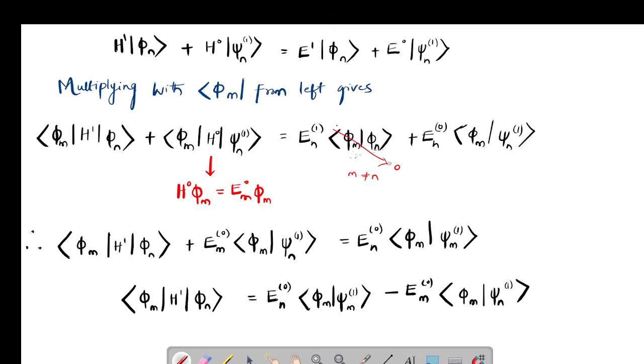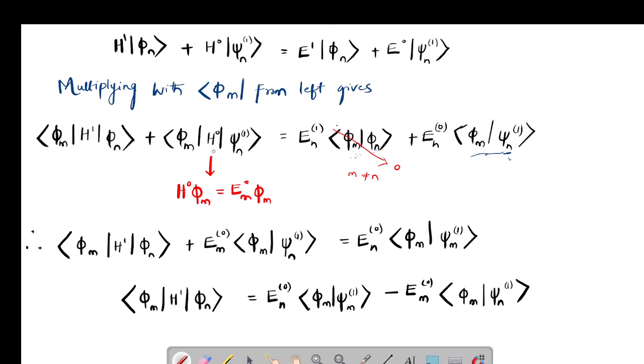This is the orthogonality condition, isn't it? But here we cannot say that psi n power 1 is not equal to phi m. That's why we will keep it as it is. And also, we need to find psi n power 1, so we will keep this as it is.